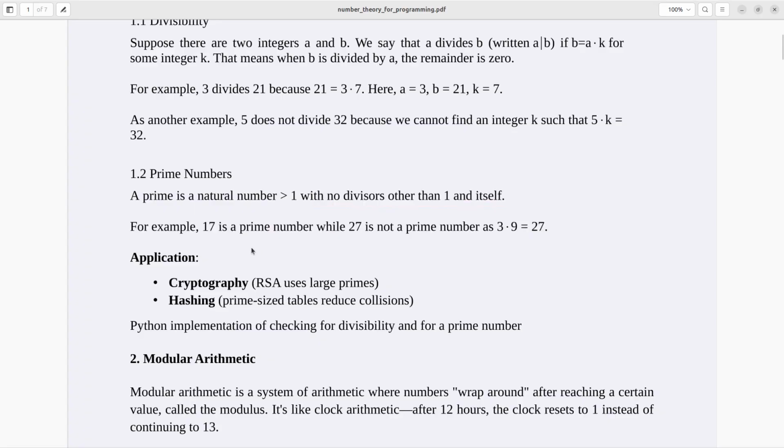What are the applications of divisibility and prime numbers? We can use them in cryptography. For example, we can use RSA, which uses large primes to make the code very strong. And we can also use prime numbers and divisibility in hashing. For example, we can use prime-sized tables that can help us reduce the hashing collisions. So let us see how we can implement divisibility and the checking for a prime number in Python.